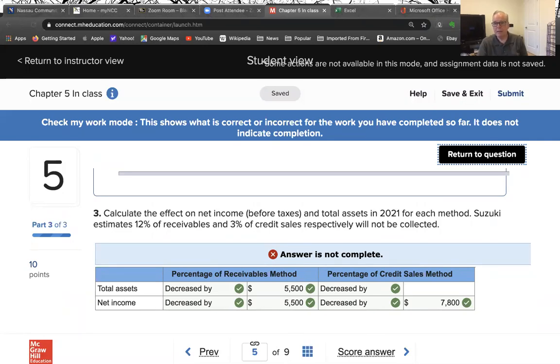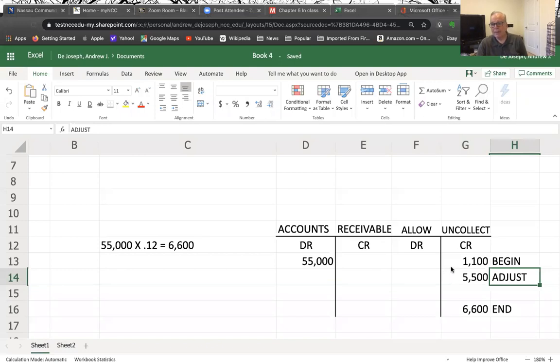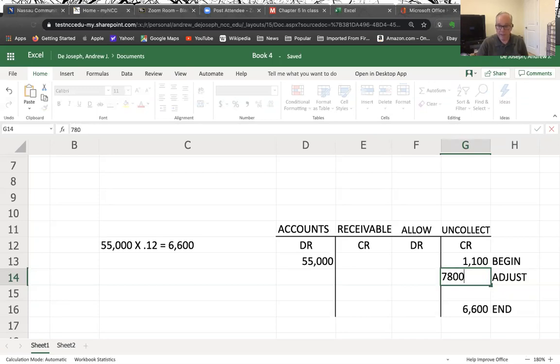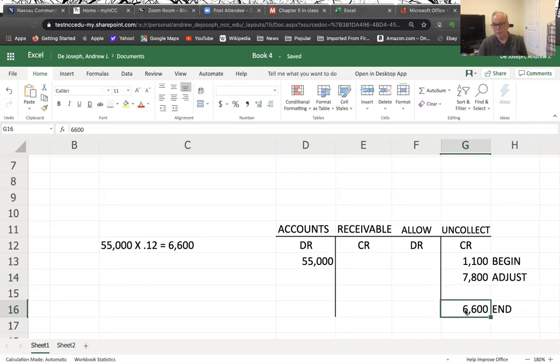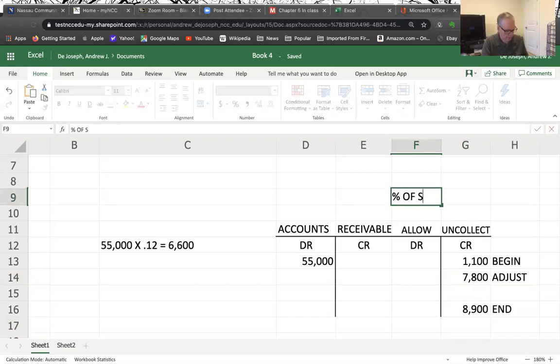Why is that? Because assets were already decreased by 1,100. So overall, they were only decreased by 5,500, right? Now, under the other method, let's substitute some numbers here. The other method, we had this, which means we're going to have 1,100 and 7,800 is 8,900. Right? That's how we would wind up under the other method, under the percentage of sales, right?